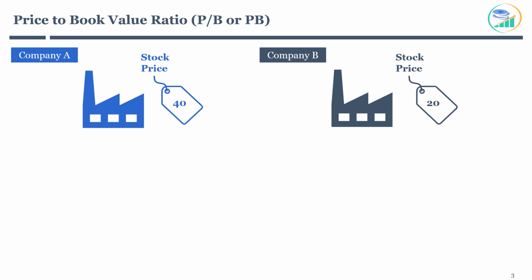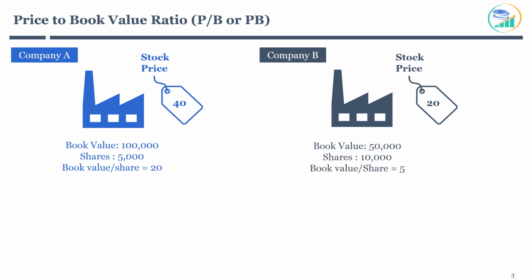Let's get into the details and make a few more assumptions. Company A has book value of 100,000. If there are 5,000 shares issued, you will get book value per share of 20. Let's assume Company B has book value of 50,000. If there are 10,000 shares issued, you will get book value per share of 5.